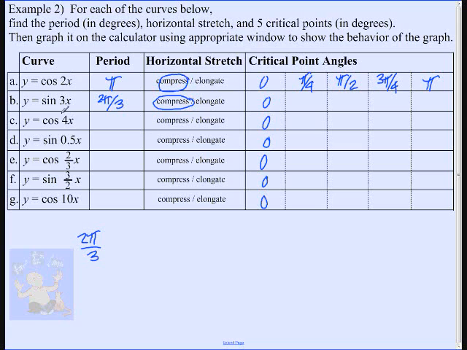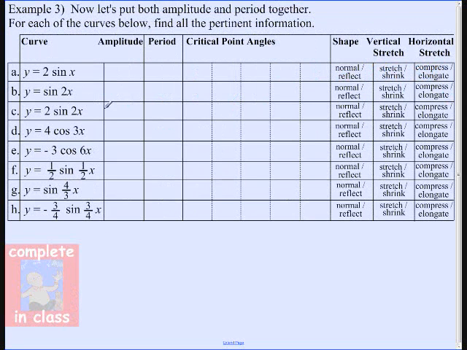We could go right down and figure them all out. Compress, compress, compress, elongate, elongate. Don't get tricked by this one. This one is a fraction, but it is greater than 1. So this one will compress, and this one is going to compress a lot. Please note here, after you've figured things out, you can check it with your calculator. Okay? We'll look to this one.